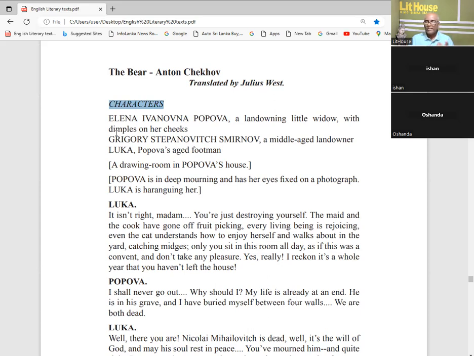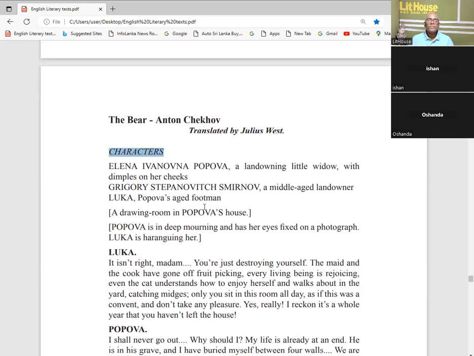Now, you have very strange names, because all of them are Russian names, not English names. We are used to English names, but we are not used to Russian names. Elena Ivanovna Popova, a landowning little widow with dimples on her cheeks. Next character, Grigory Stepanovich Smirnov, a middle-aged landowner. Then the other character, Luka. Now there are only three characters you already know.